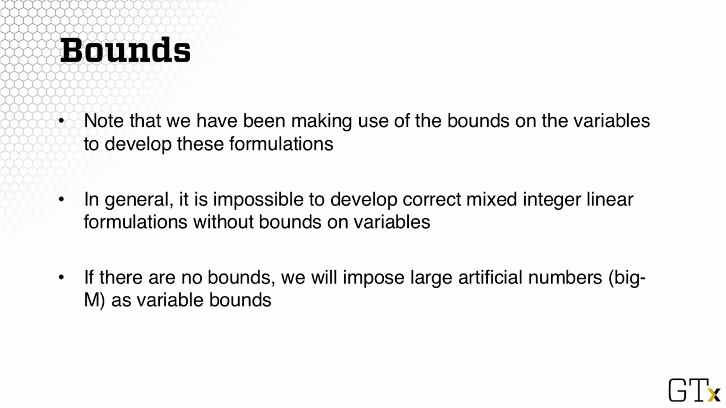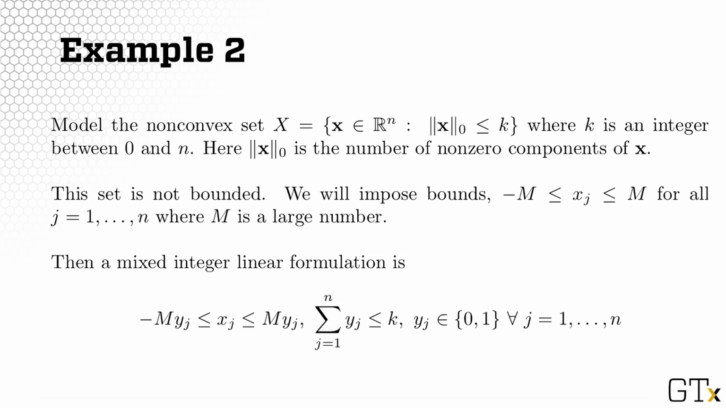If there are no bounds, we will impose large artificial numbers, sometimes called big M numbers, as variable bounds. So let's do that with an example. So here is a specific non-convex set that we'd like to model. We are interested in modeling the set of vectors in Rn such that the norm, which is sometimes called the zero norm but is really the cardinality norm, is less than or equal to k.